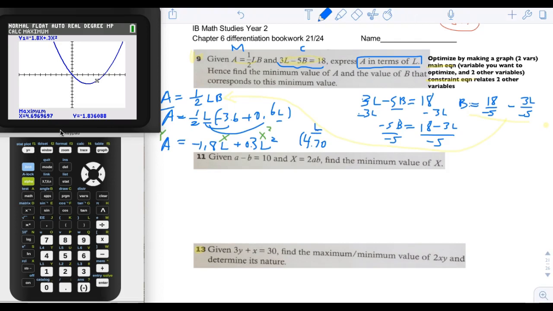The X value is L, right? And the Y value is A. The Y value of A that corresponds to the maximum is negative 1.84. Negative 1.84.